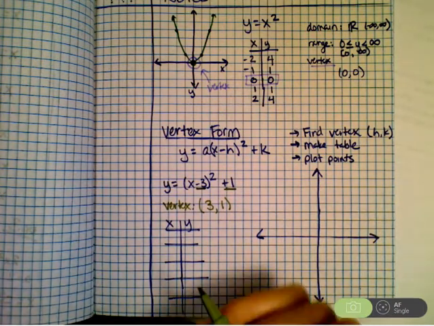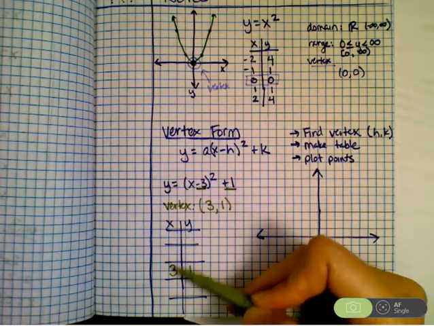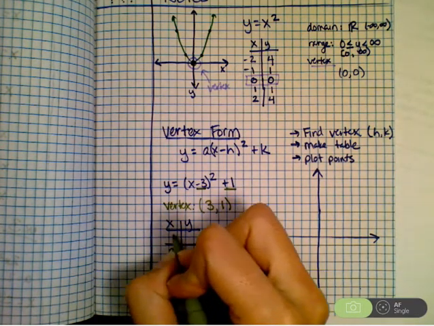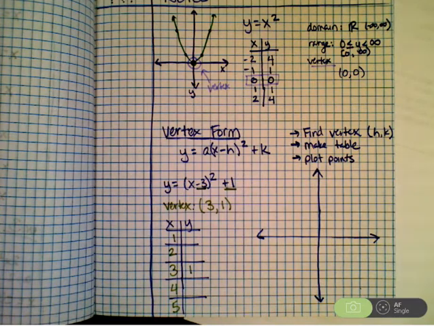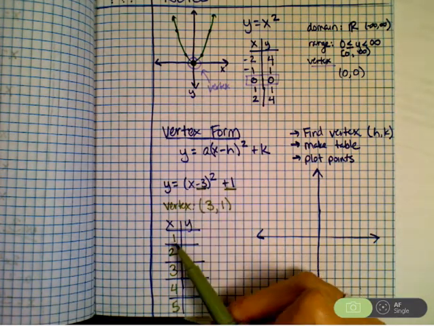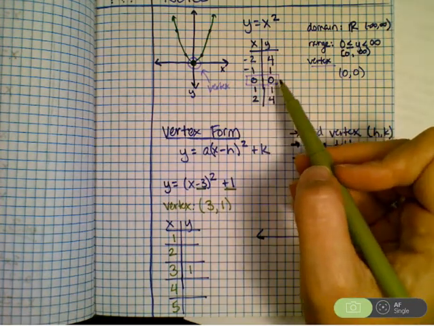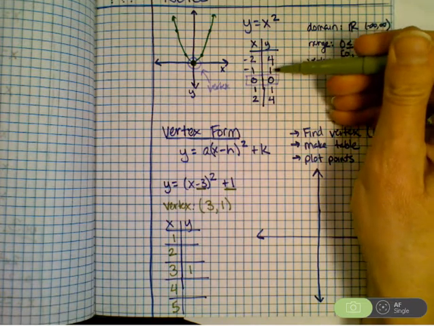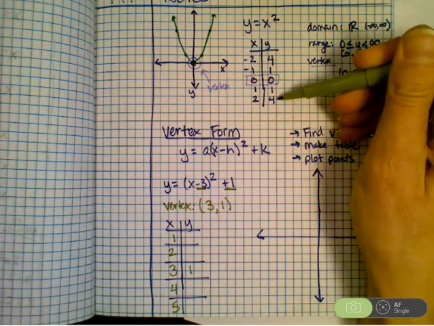So we put our vertex right in the middle, 3 and 1. And then what you want to do is just count up and down from your vertex to get your other x values. So 3, 2, 1, and 3, 4, 5. Now we literally just plug in our x's to find our y's. You may remember before we talked a little bit about the symmetry in the table. So the good news is you only really need to plug in 2 values because the 2 up here are the same as the 2 down here.